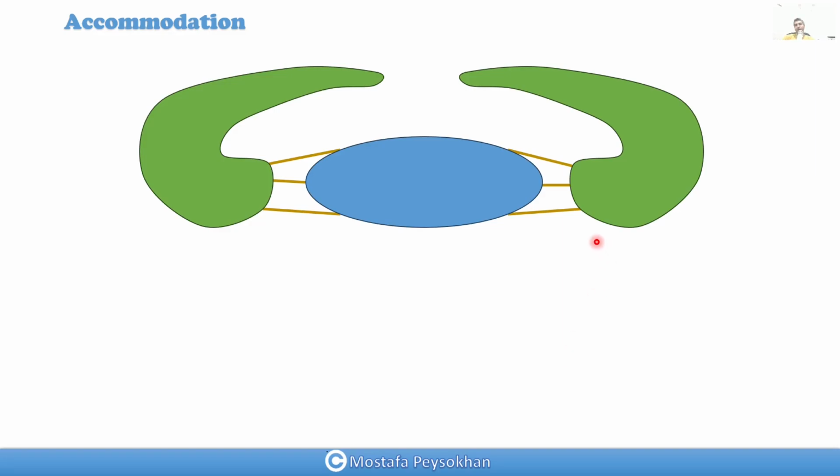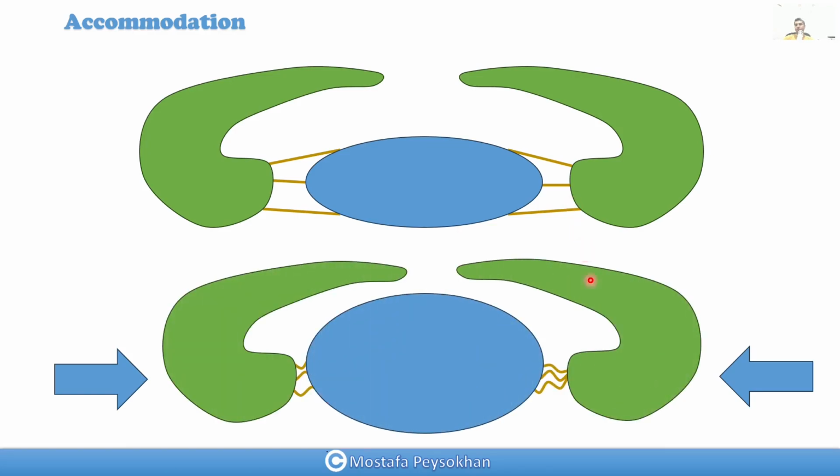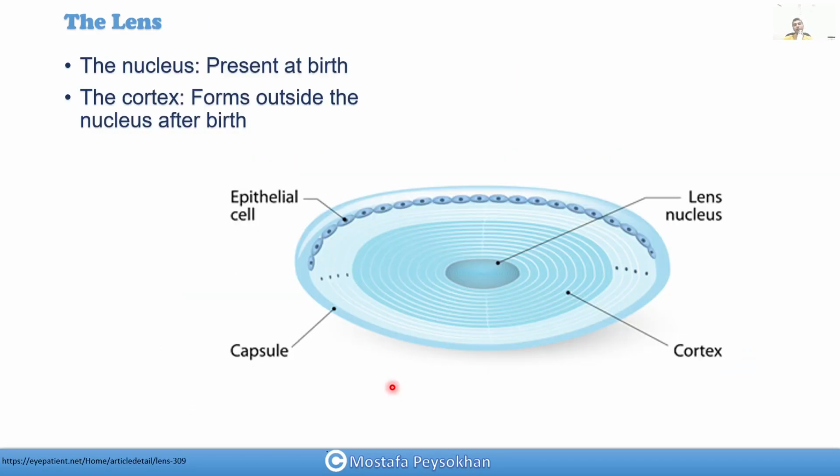So let's look at the accommodation process again. Under tension, then the muscle contracts, removing the tension on the zonules of our eye, and then it makes the lens more circular, increases the radius of curvature, and increases the power.